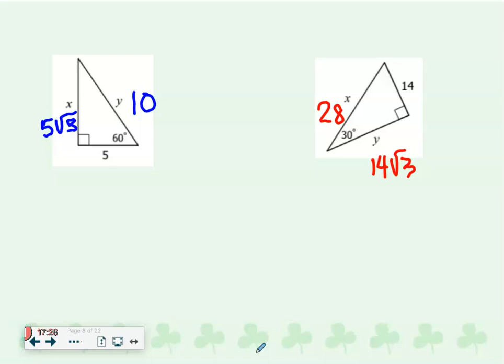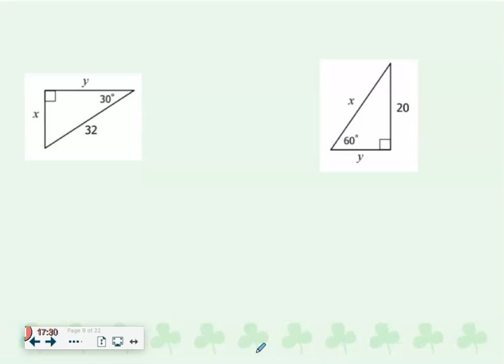Moving on. Okay, you guys, we have to find which one first here. The short guy. So what is our short guy? 16. What's our long? 16. Oh, you guys are incredible.